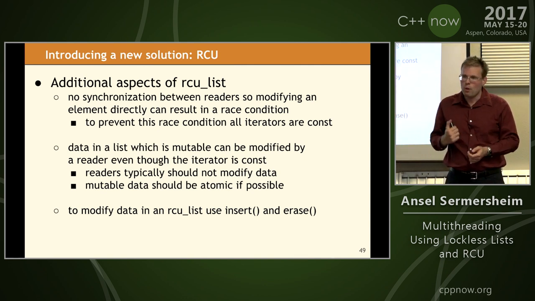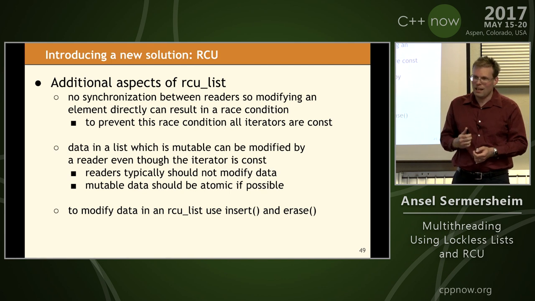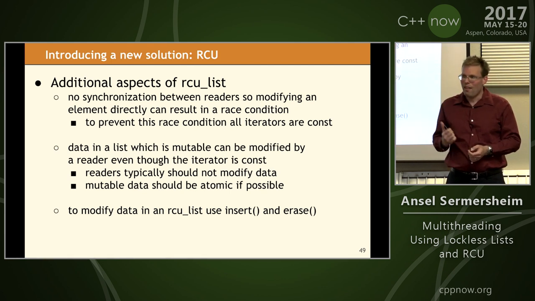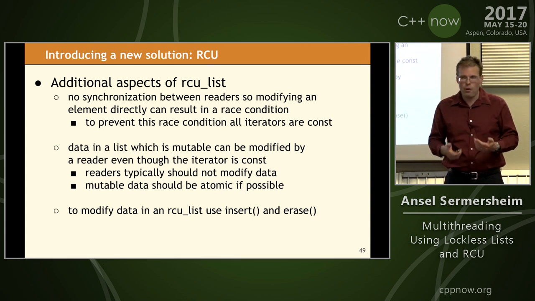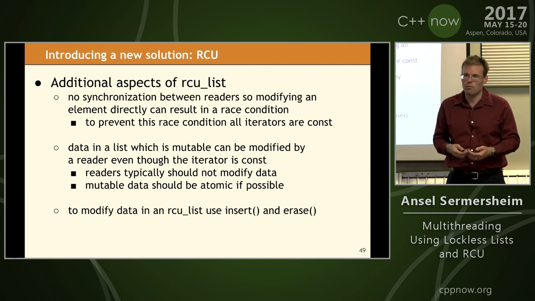Now, if you have mutable data in an RCU list, the fact that this iterator is const does not prevent race conditions. So if you have mutable data, it should probably be atomic, or you need some other mechanism for ensuring synchronization between the readers, which are modifying data. Typically, to modify data in an RCU list, you would just want to insert and erase.